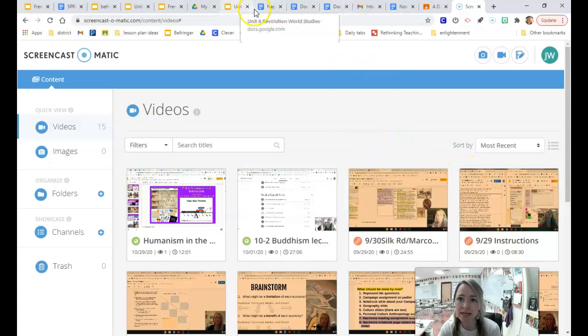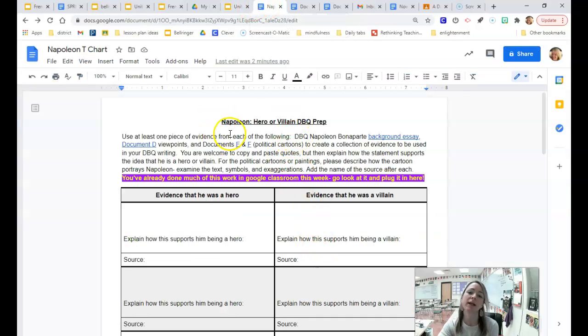Today's assignment is to complete the Napoleon Hero or Villain DBQ prep. The name of the document is Napoleon T-Chart. All right, so here's what we are looking at.